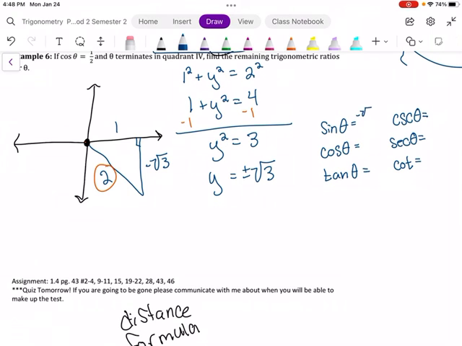So sine should have been negative square root of 3 over 2. Cosine would be 1/2. And tangent would be negative square root of 3. And cosecant, once it's rationalized, should be -2 square root of 3 over 3. Secant should be 2. And cotangent would be negative square root of 3 over 3. Sorry about that mix-up. I did not subtract when I was working through my problem.